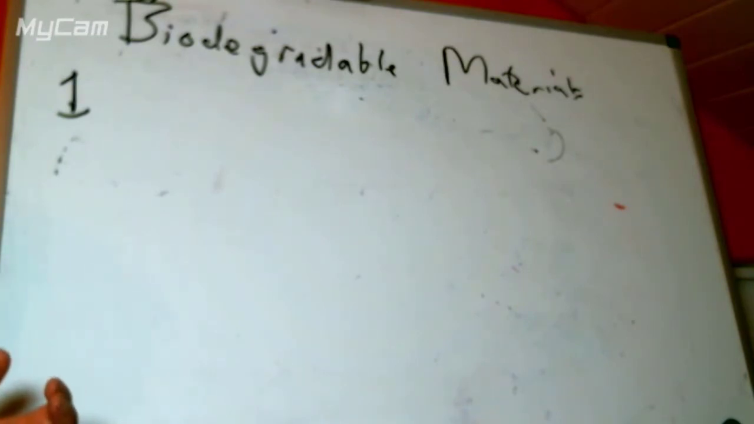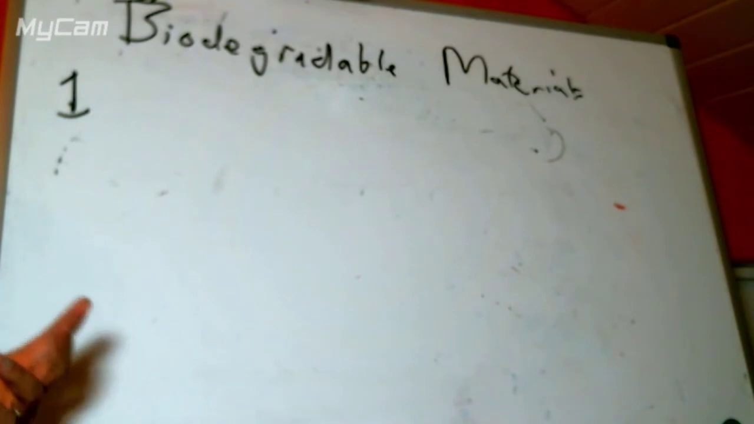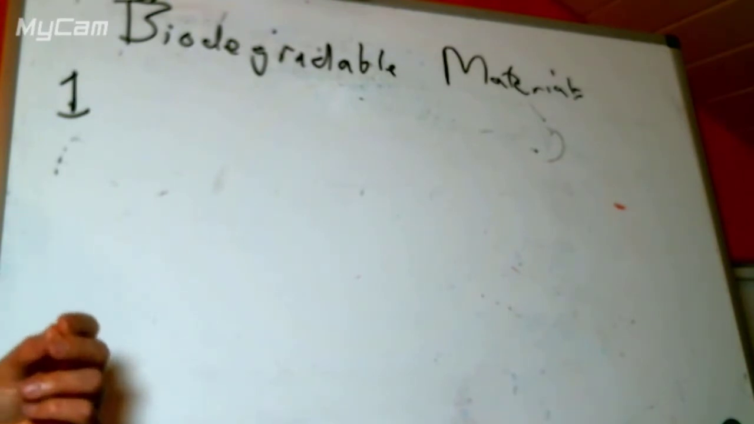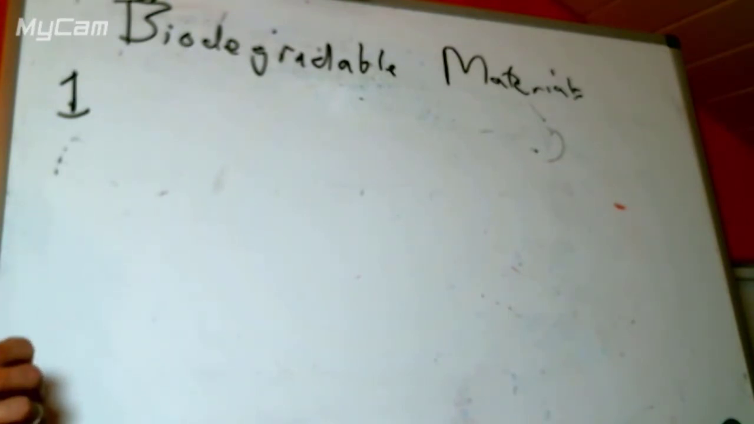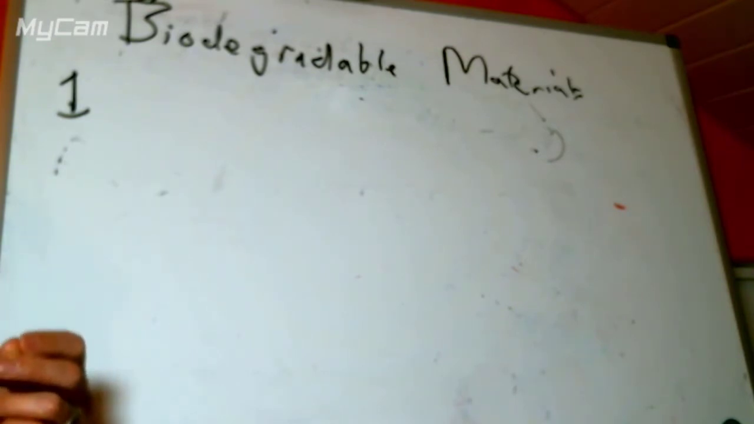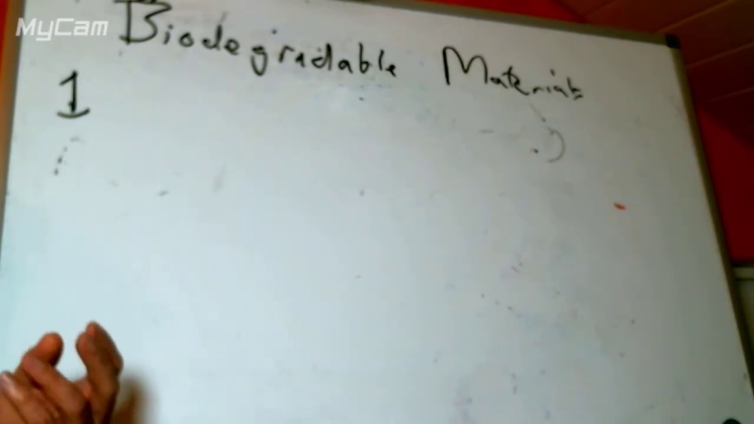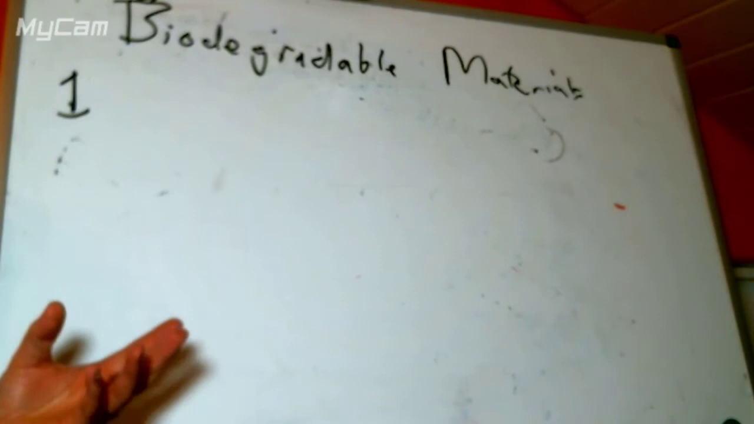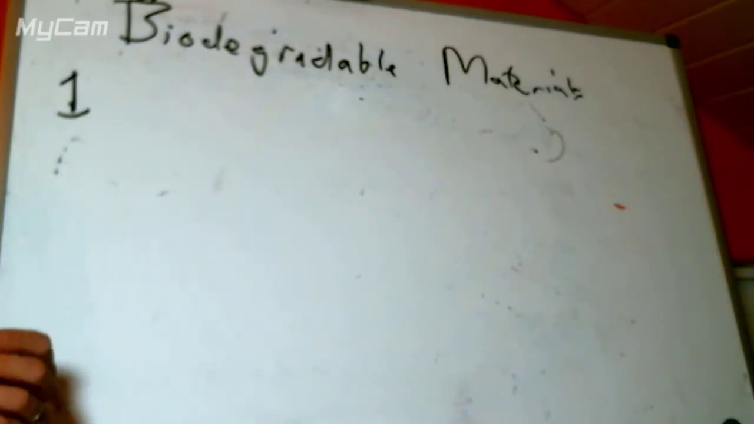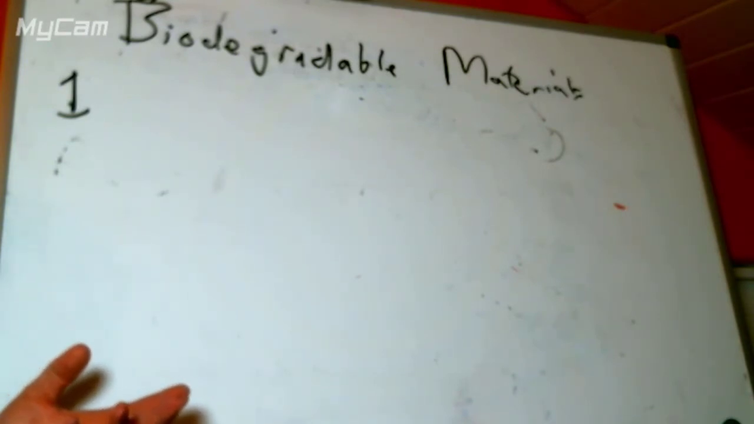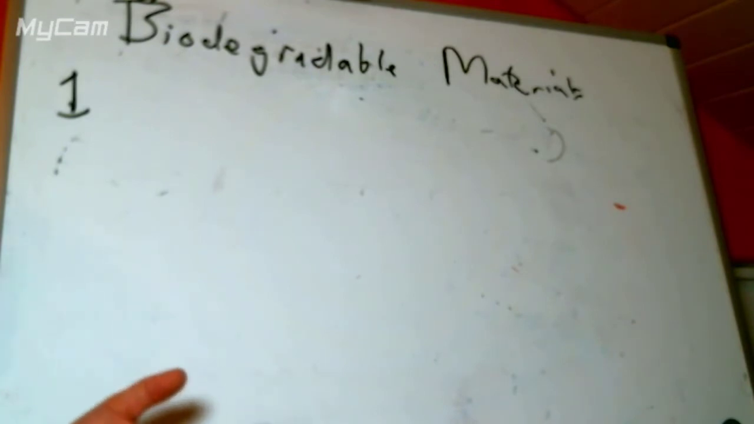If we have another example, like stitches in a person, then we would like them to last for a specific amount of time before they dissolve inside the body. And then we have more requirements for what happens to the material, what happens to the parts of the polymer in that case. What do they turn into? Because they have to ideally not cause damage.